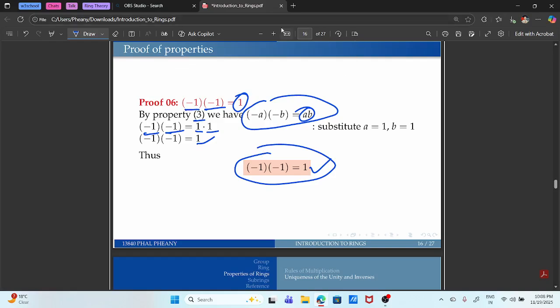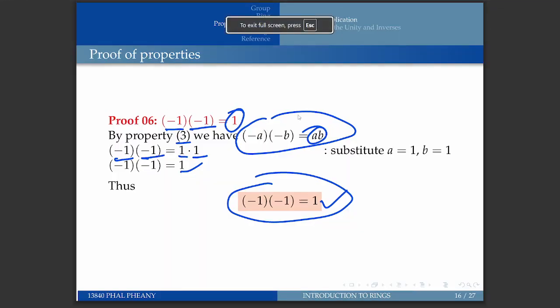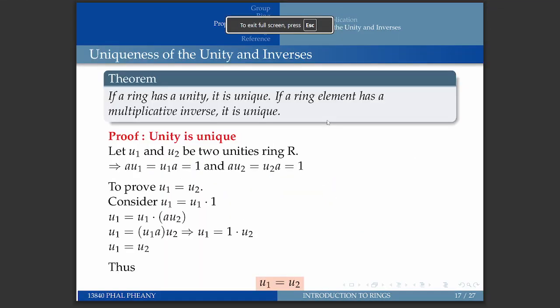Okay, I hope you are clear with the properties of the ring, the multiplication rules. And now we continue to the uniqueness of unity and inverse. The theorem states that if a ring has a unity, then its unity is unique. And if an element has a multiplicative inverse, then this multiplicative inverse is unique. So we have to prove two parts. First, that unity is unique. The second part, prove that the multiplicative inverse is unique.